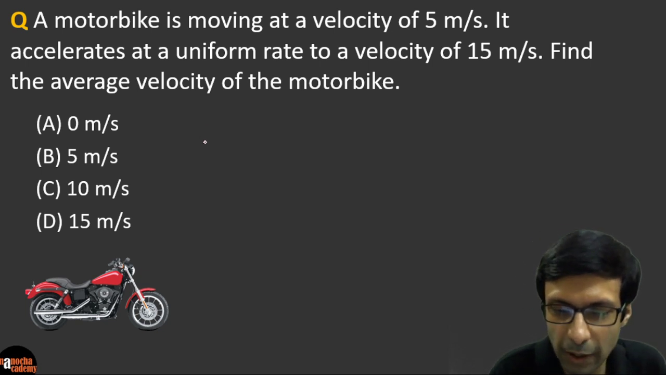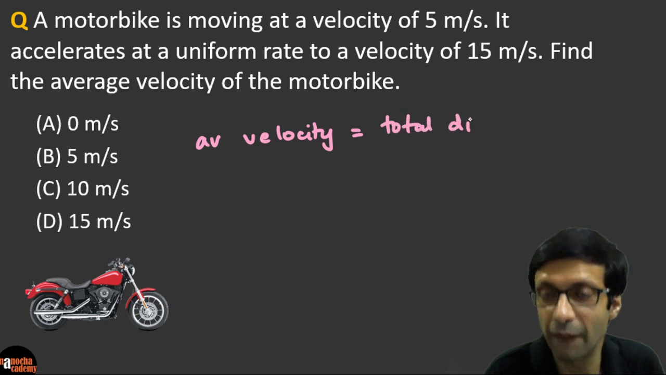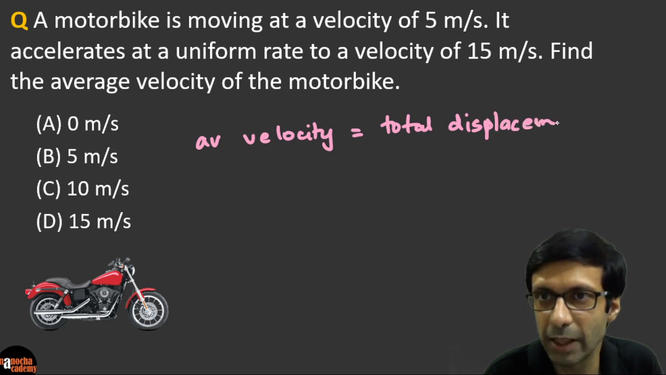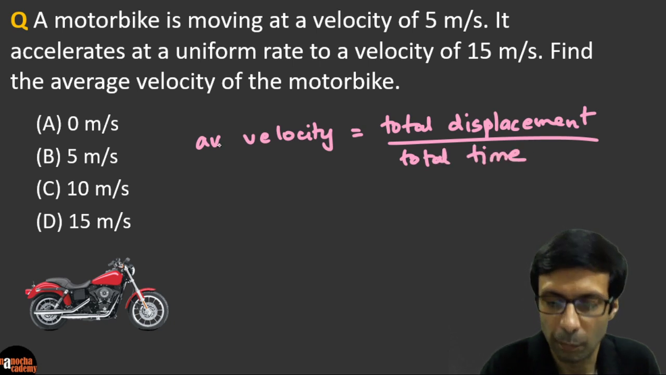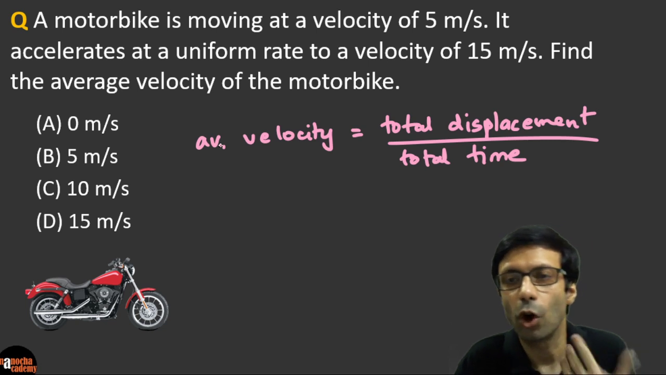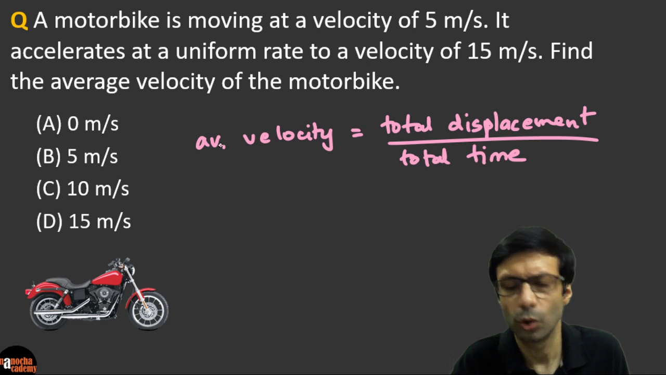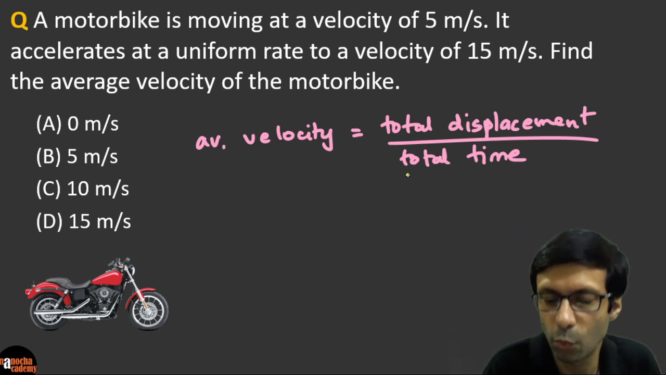So what is the formula for average velocity? Just like average speed, which was total distance by total time, average velocity is total displacement by total time. Okay, so this is the basic formula for average velocity. But one important thing here is we've not been given any displacement and we've not been given any time. So this formula doesn't help us much, as you can see.